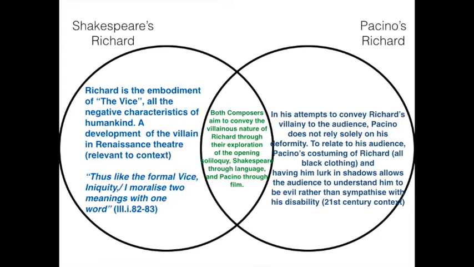And so all of a sudden we see the two differences, where both of these examples appeal to their relevant contexts, hence why they're on the outside in the differences part of the Venn diagram. And in the middle, I have, so both composers aim to convey the villainous nature of Richard through the exploration of the opening soliloquy, Shakespeare through language and Al Pacino through film.